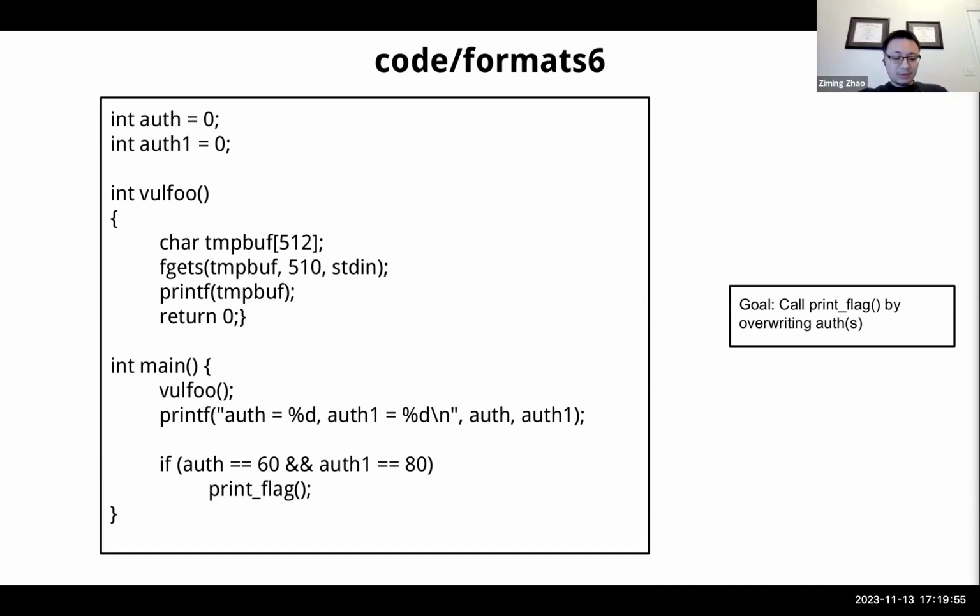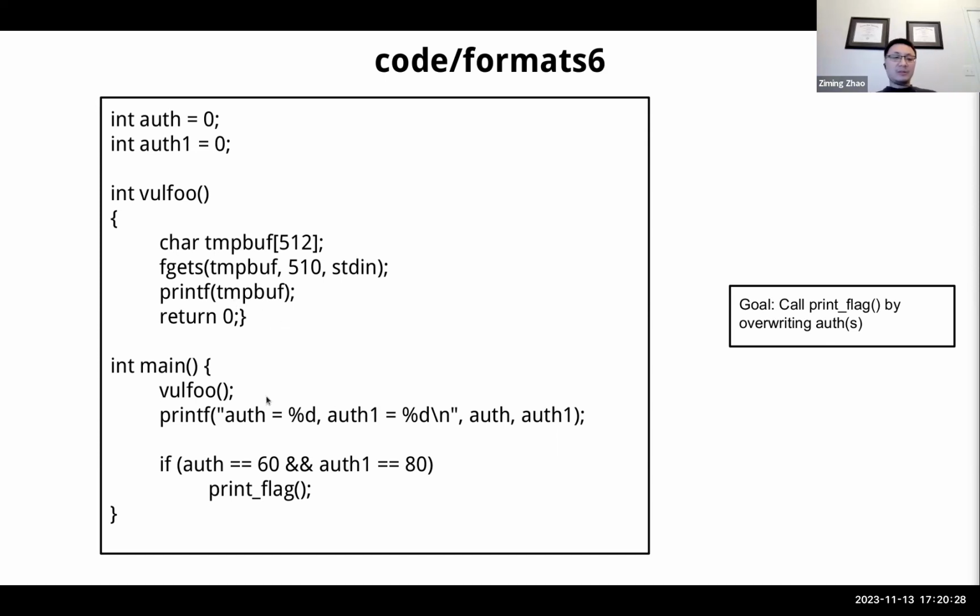Okay. The second example here is just a change from the first example. Here we have 2 global variables, auth and auth1. They are both initialized to 0, and they are global variables. So both of them are in the .data section or .bss section. They are not on the stack. The vulfoo is actually the same as format string 5. You can input a long format string, and printf will directly use that format string.